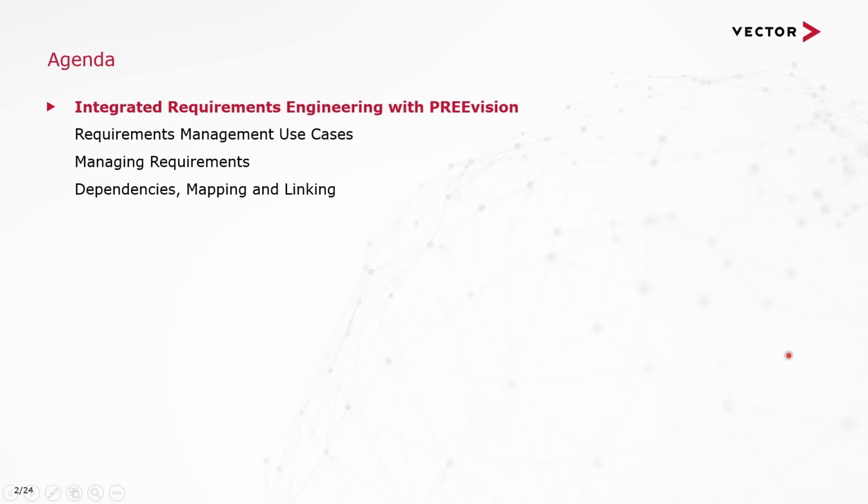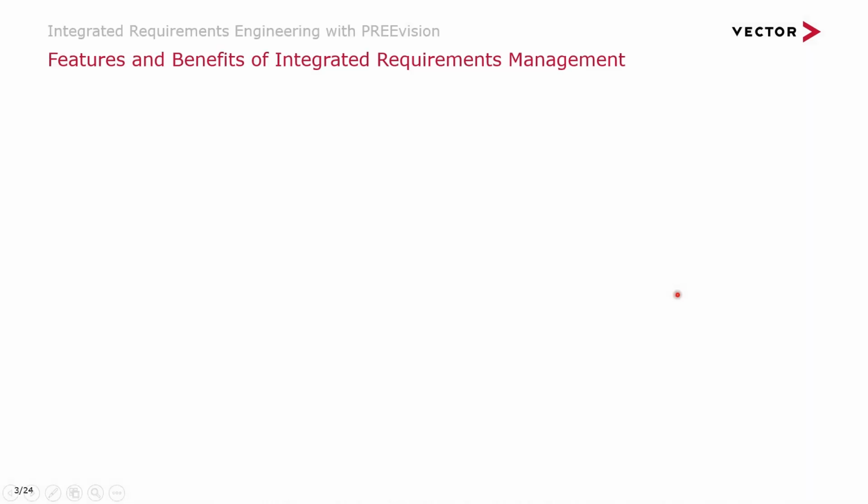In this installment, we will go through an introduction to the requirements management layer. So in our agenda, this will be broken down into four main parts: just an overview of integrated requirements management and engineering within PREEvision, requirements management use cases, managing requirements, and then dependencies, mapping, and linking.